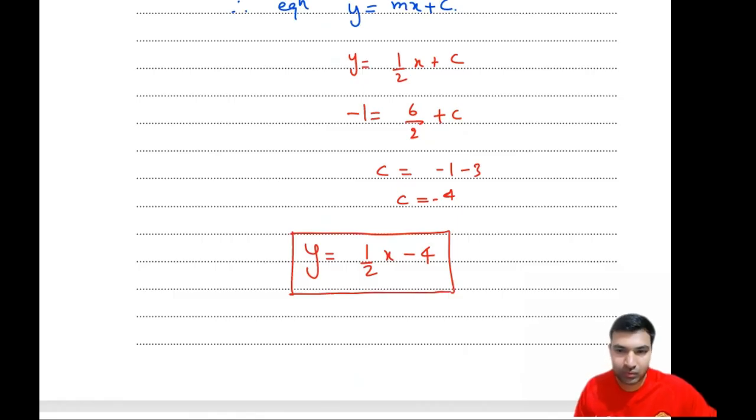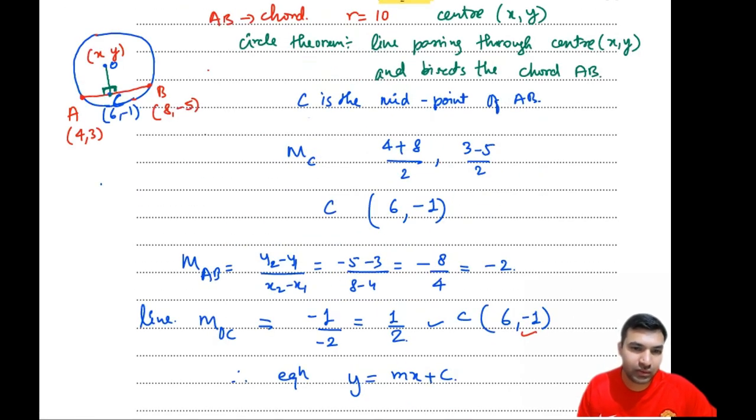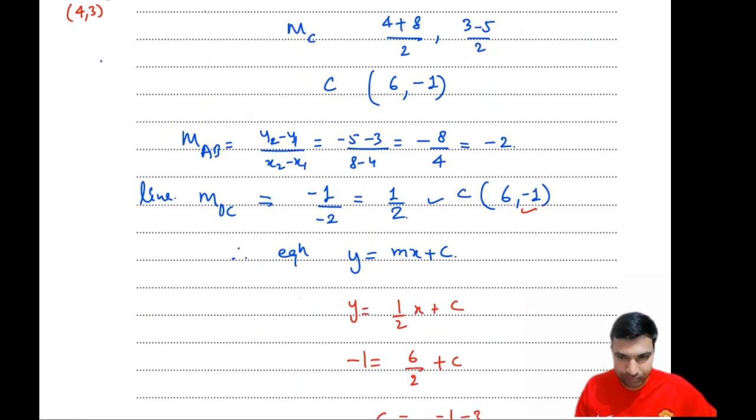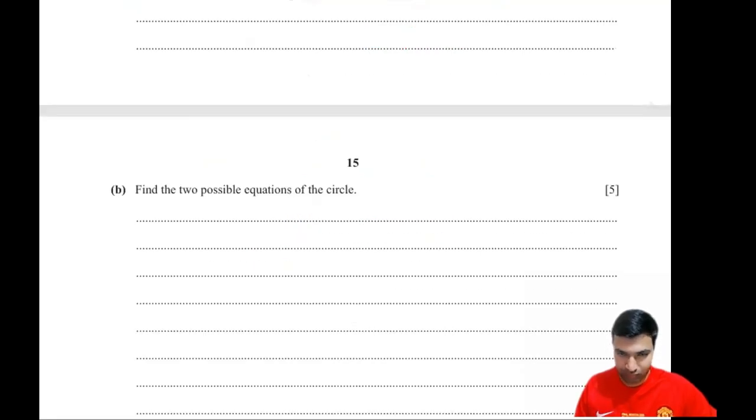Okay, so how do we find the equation of any line which is perpendicular to another one? We find the slope of the given line, which was the chord AB, and then the slope of OC will be what? The negative reciprocal of it, and we found C is the midpoint using the circle theorem. Okay, so this was a nice question.